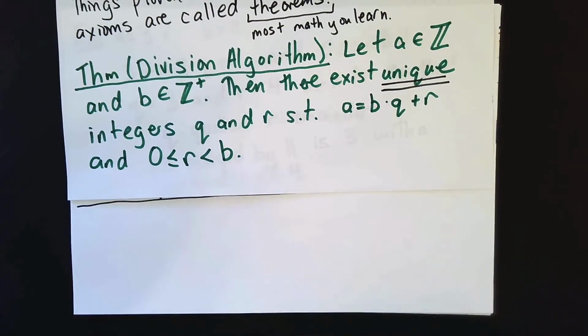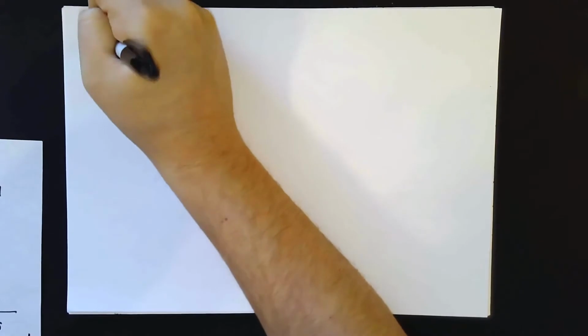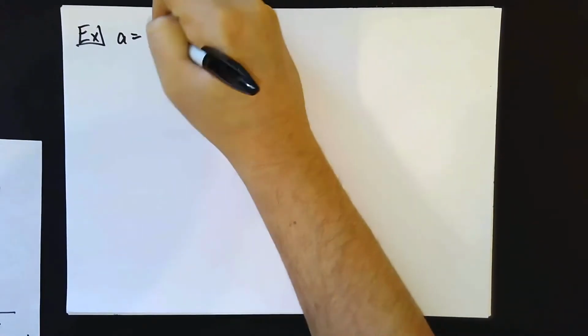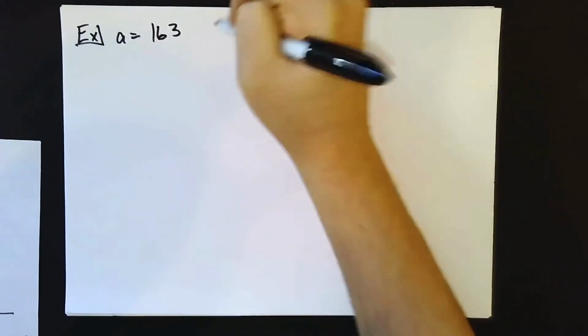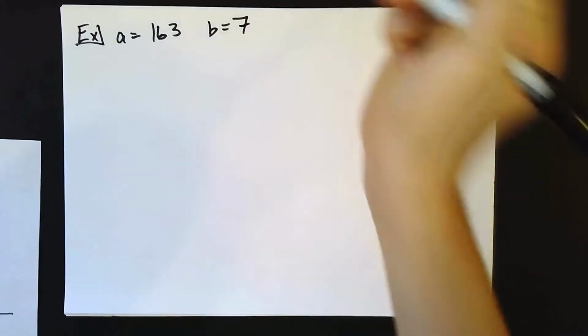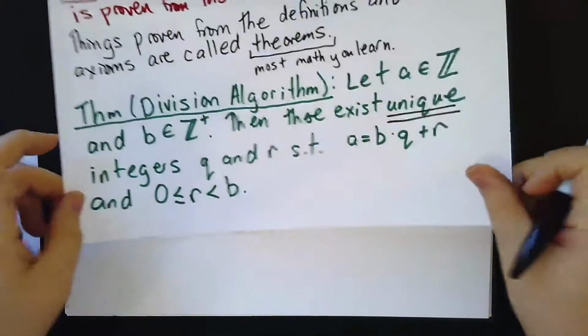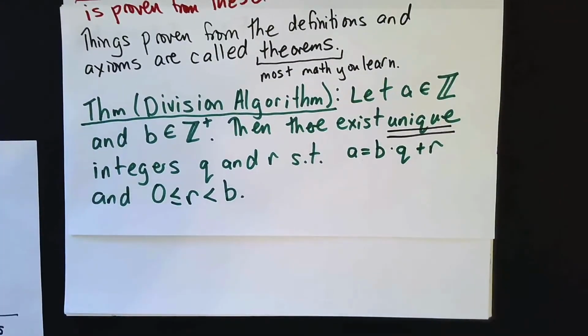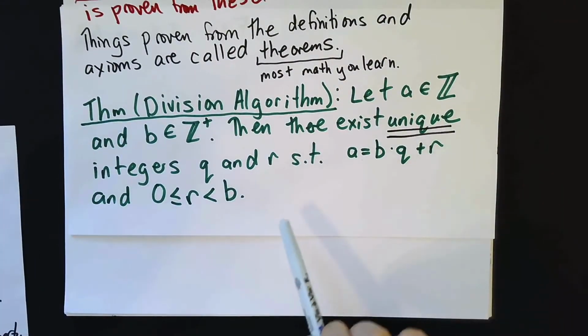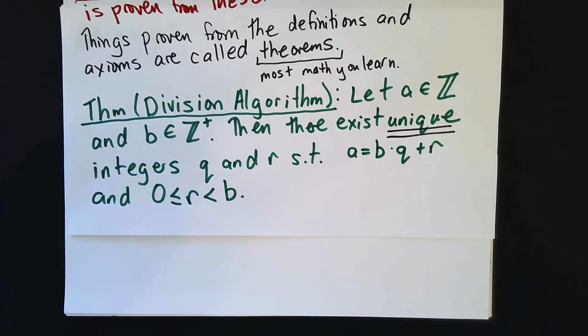So here's how I think of this. Imagine that I pick a new A and a new B. I will pick A to be 163 and B to be 7. Now what this theorem says is that I can find Q and R that will make this statement true. But not just that I could do it, you could do it too.